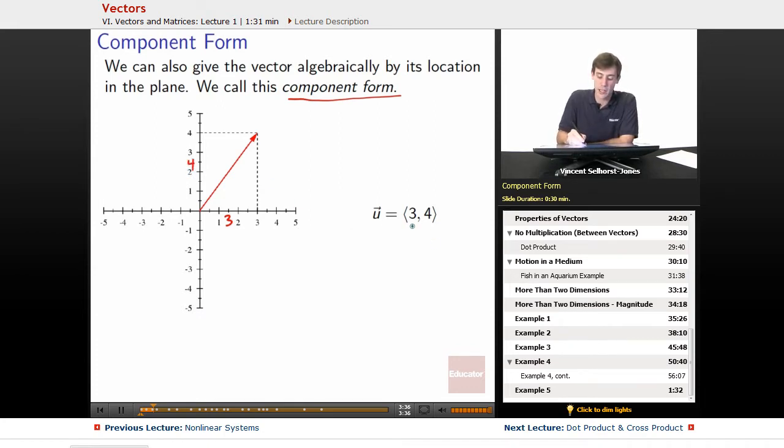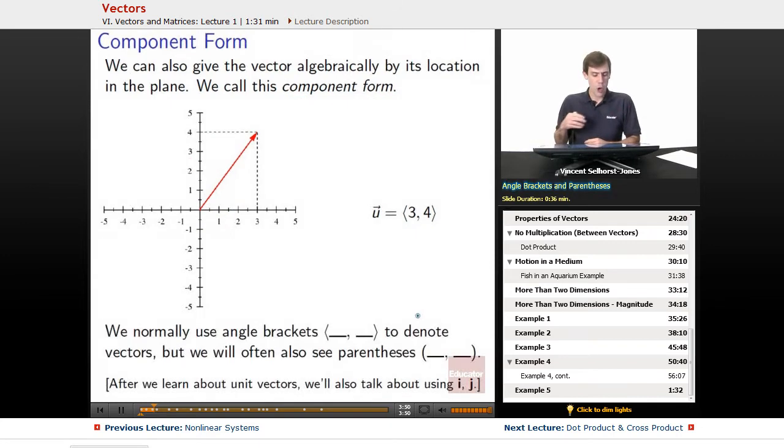So we say its horizontal component is 3 and its vertical component is 4. The vector U equals ⟨3, 4⟩. The first component is the horizontal one, the second component is the vertical, just like when we're talking about points in the plane. We normally use angle brackets to denote vectors, but we will often also see parentheses. Parentheses are very common as well.